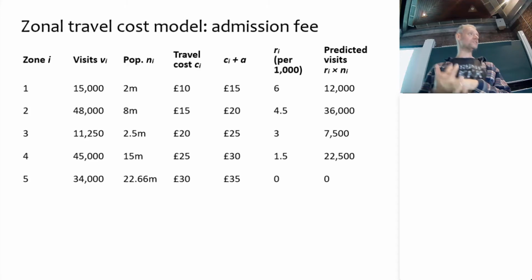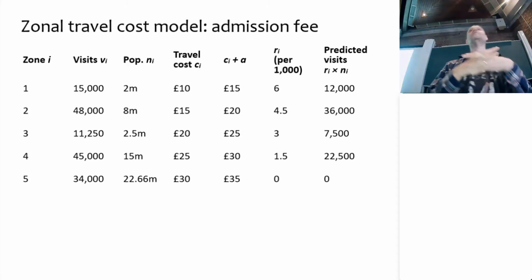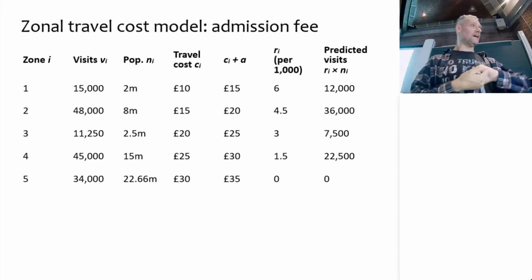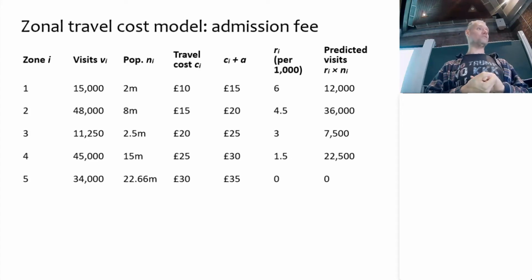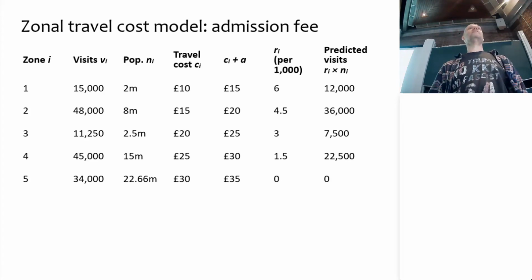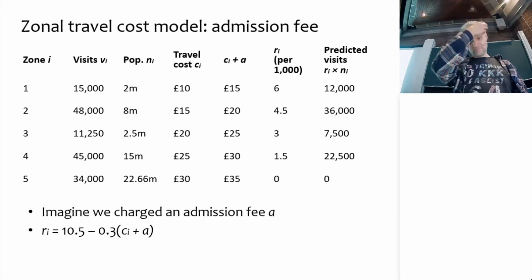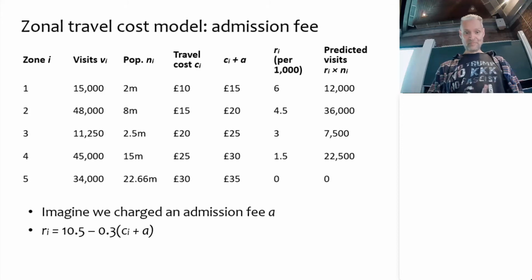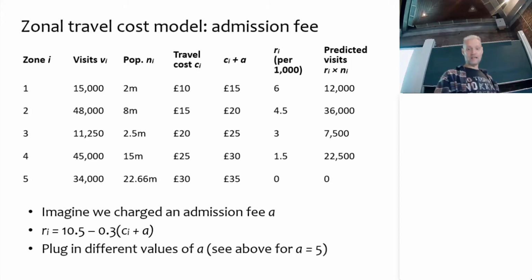number of predicted visitors, and from zone 1 the number of visits falls from 15 to 12,000. So now we have a change in the consumer surplus, associated with, in this hypothetical example, charging for parking in this particular place, right? So that is how it works in practice, the zonal travel cost model.